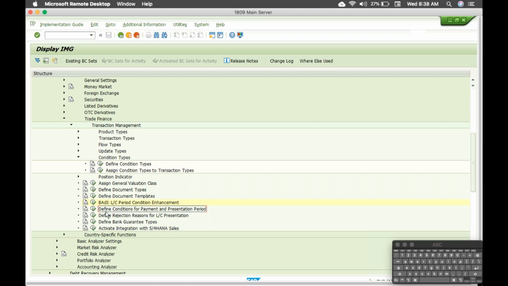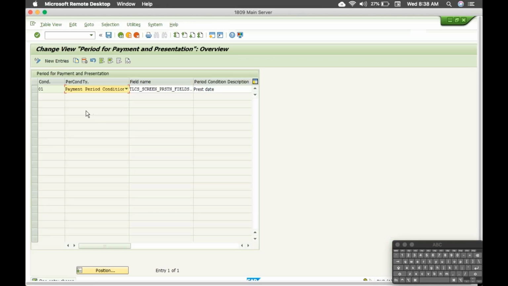Then define condition type for payment and presentation period. Execute. So go to new entries, take 01. It is already there. No need to maintain this. Presentation period condition, payment period condition. Any one of this we are following. Payment period condition means after receiving of the goods, we are going to make the payment. Presentation period means when you are raising the letter of credit, it will update.